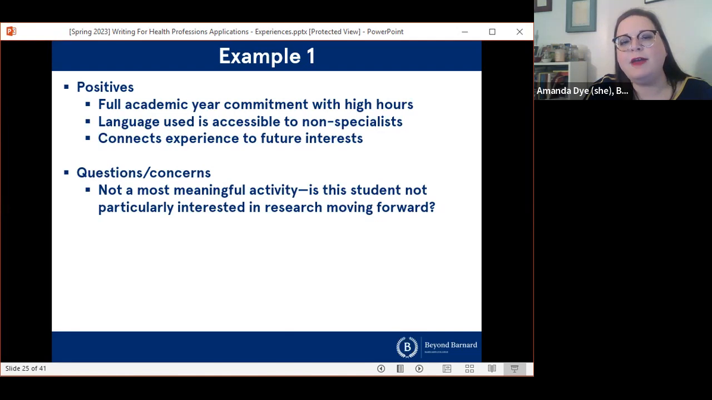I don't necessarily have a critique of this example, but my question after reading it is, this isn't a most meaningful activity. So is this a student who's not interested in research moving forward? Is that reflected in the list of schools the applicant is applying to? You want to keep in mind how each of your experiences is hitting the eyes of the application reviewers. And if you're really interested in continuing research, you want to think about how that appears to the schools you're applying to.